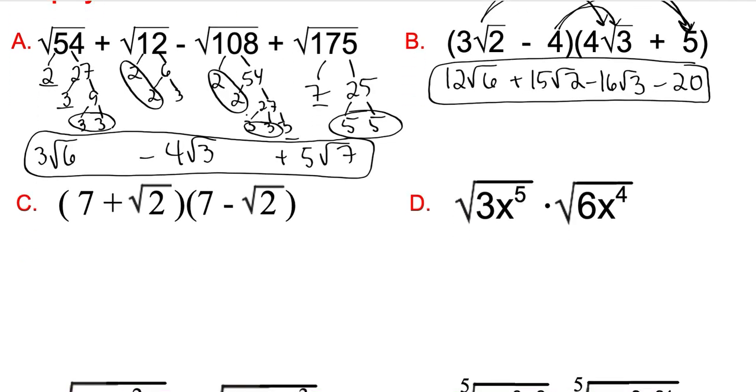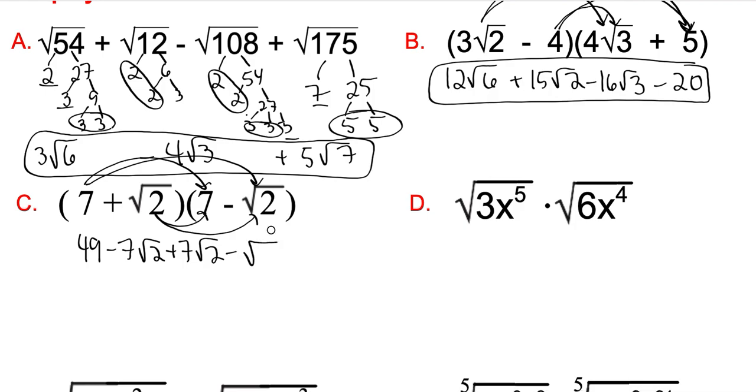Okay. So C here, same thing. Probably a little bit easier than B. First, that's 49. Outer, that is 7 root 2. Again, so inner here, that's another 7 root 2. And last, so square root 2 times square root 2 is just a 2, and it's a negative because we got 1 plus and 1 minus. Okay, then you simplify things. Those cancel out in the middle, and then 49 minus 2 is 47.